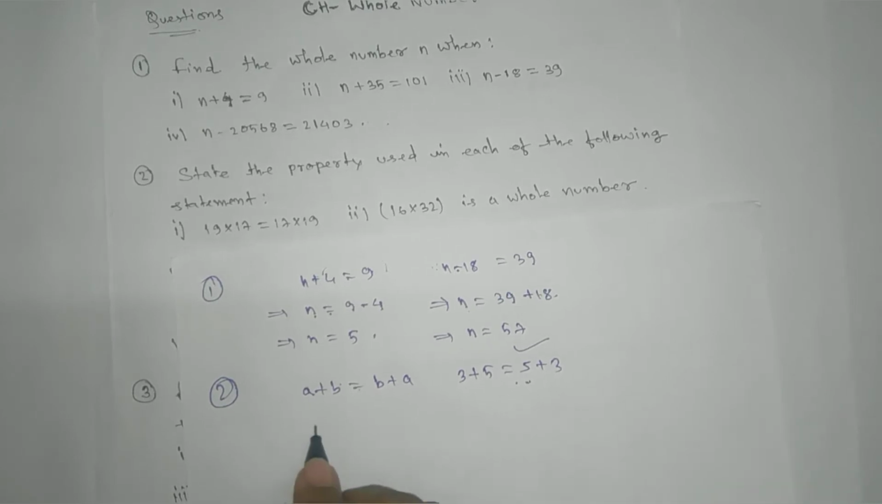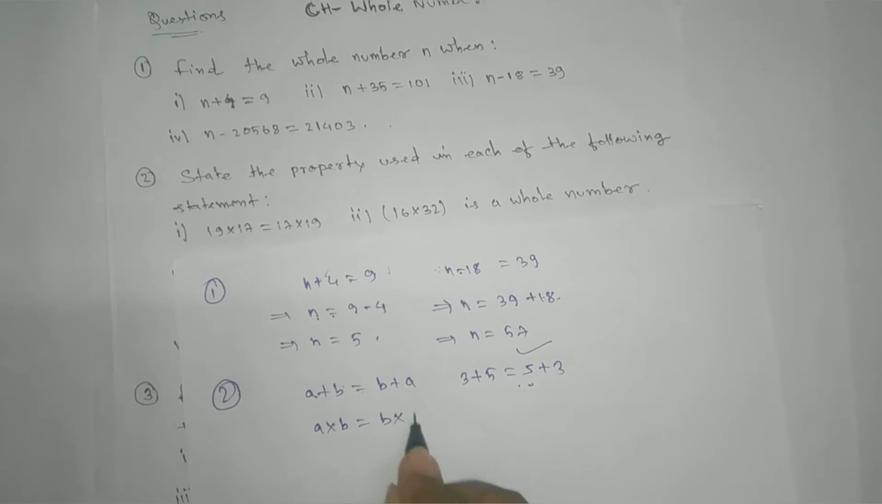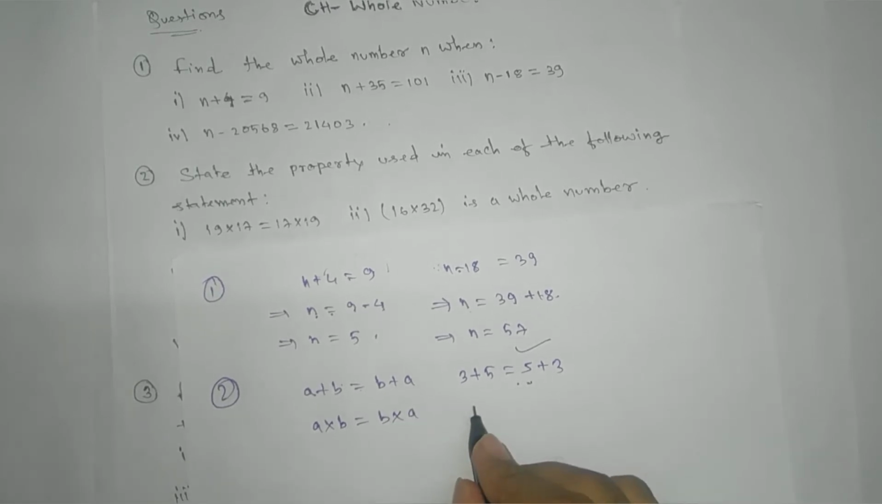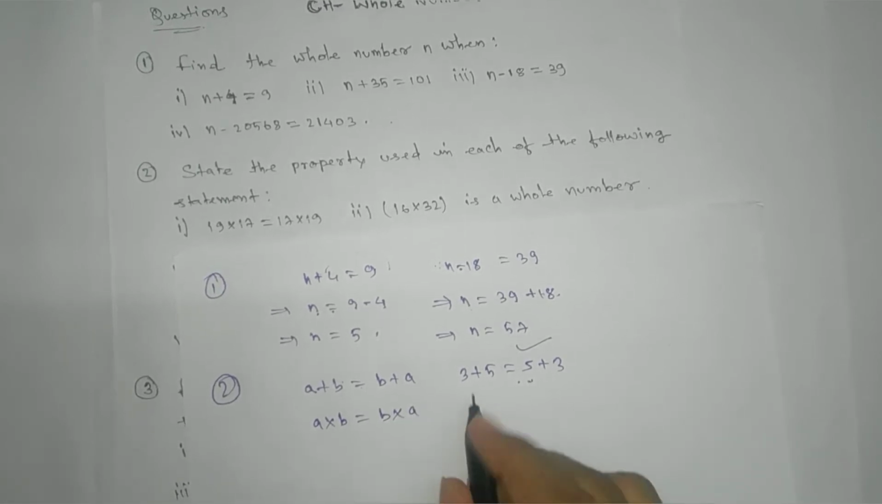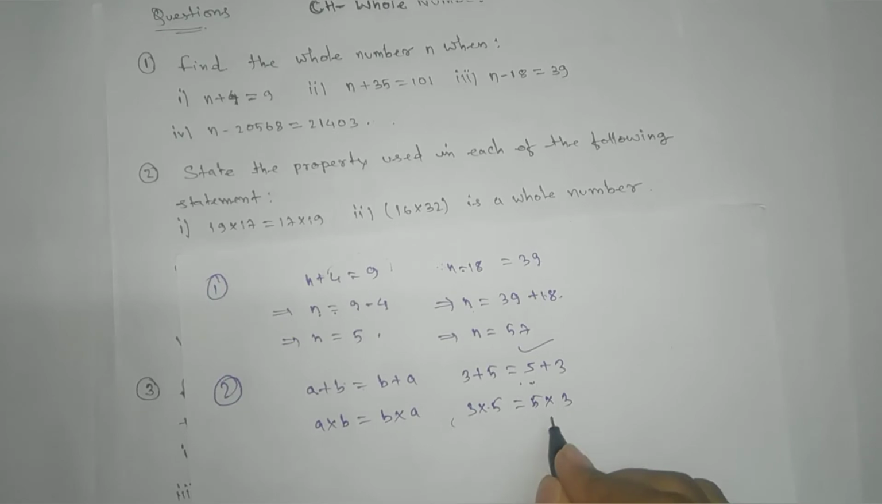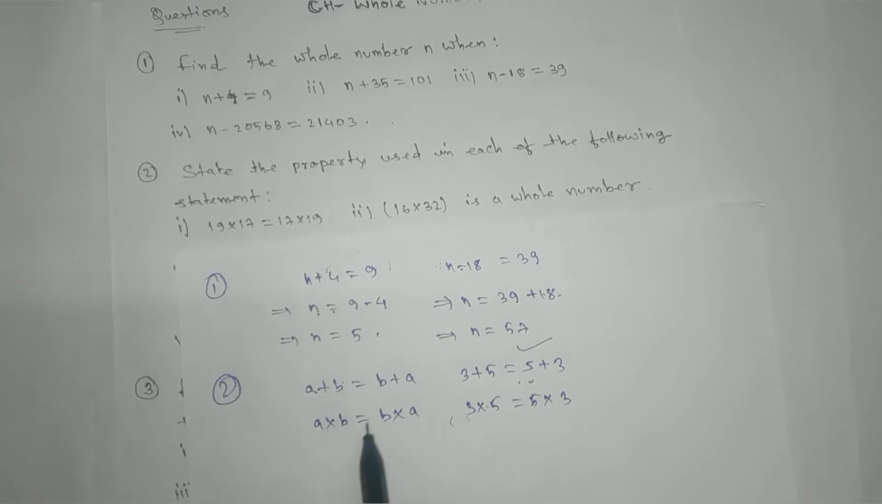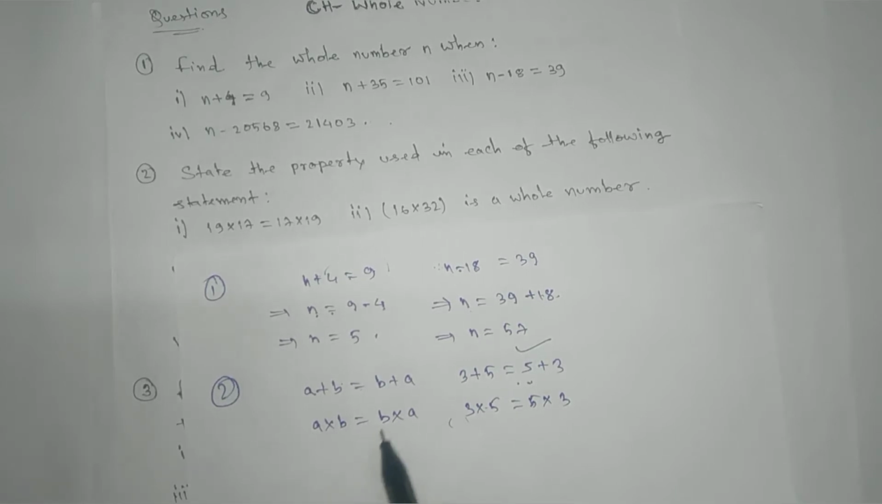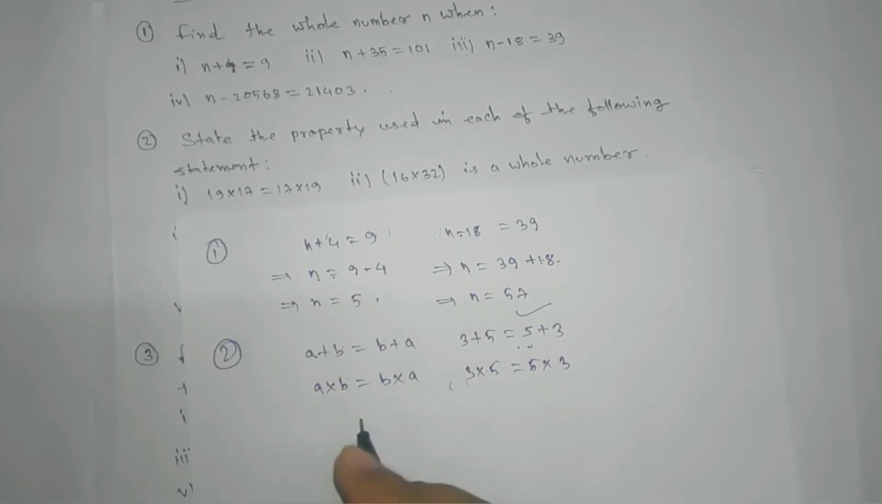And same thing, if we take a multiplication symbol instead of plus, then this will be your commutative property for multiplication. That means 3 into 5, that is 15, should equal what? 5 into 3, that is 15. So here the order changes, but your value remains the same. So this is your commutative property for multiplication. Similarly, there is an associative property for addition and multiplication.